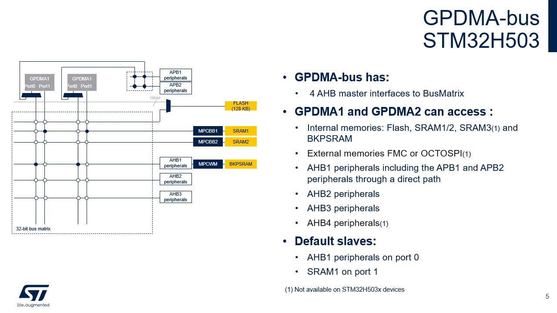Regarding the STM32H503, a direct access to APB1 and APB2 peripherals is performed through multiplexers and dedicated interconnect represented at the top of the figure. Thus, transfer requests initiated by these peripherals can be handled quickly by using this low-latency path.